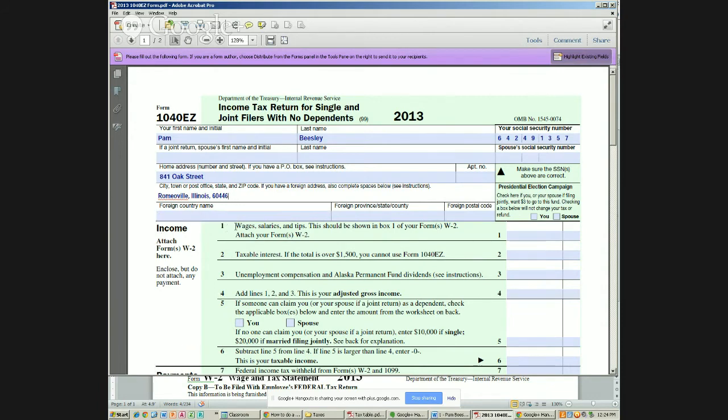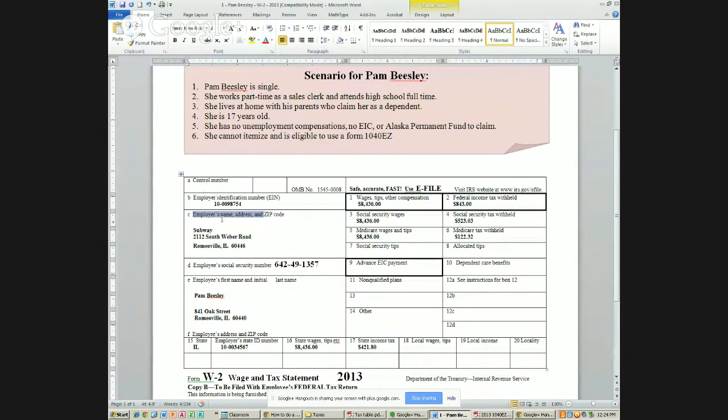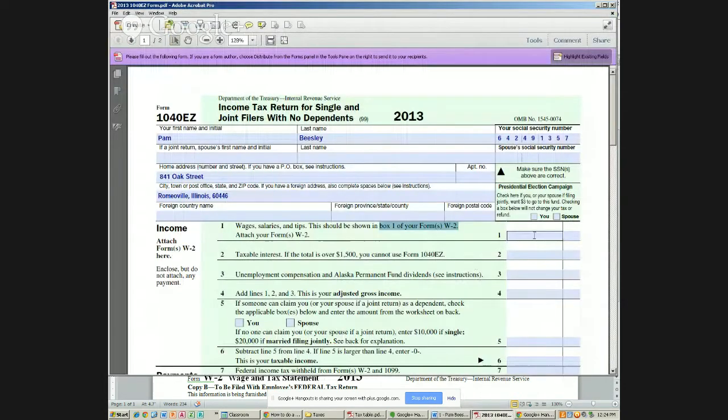It says line 1, wages, salaries, and tips. This should be shown in box 1 of your form or forms of W-2s. So if we go to Pam, here's her W-2. Where's box 1? Wages, tips, and compensation. All right, $8,436. $8,436.